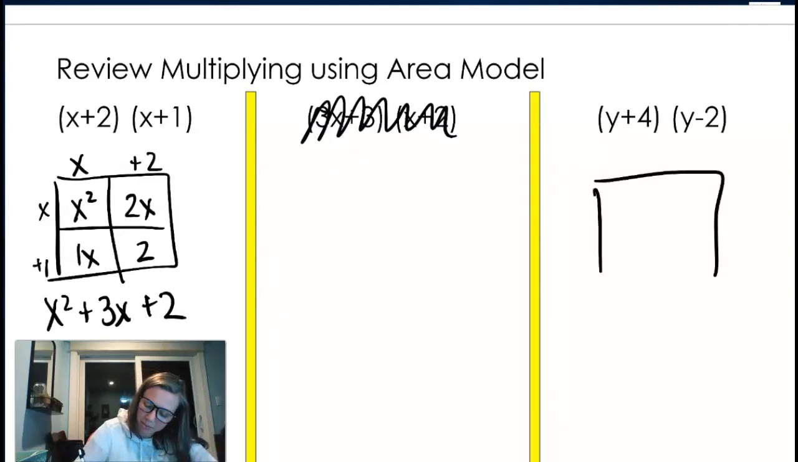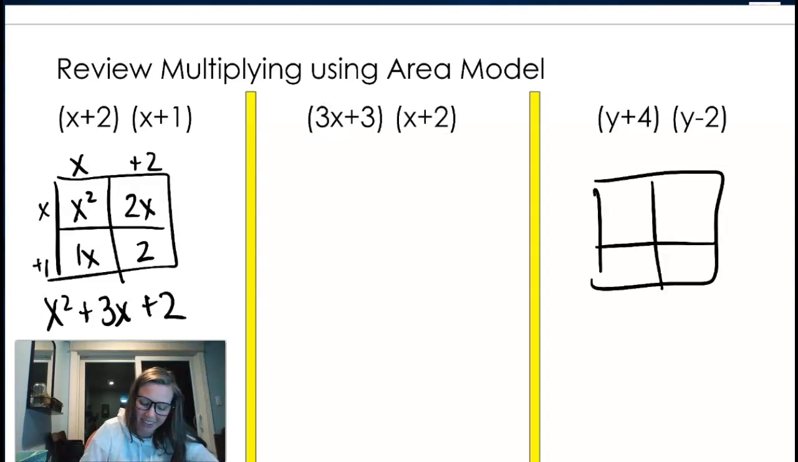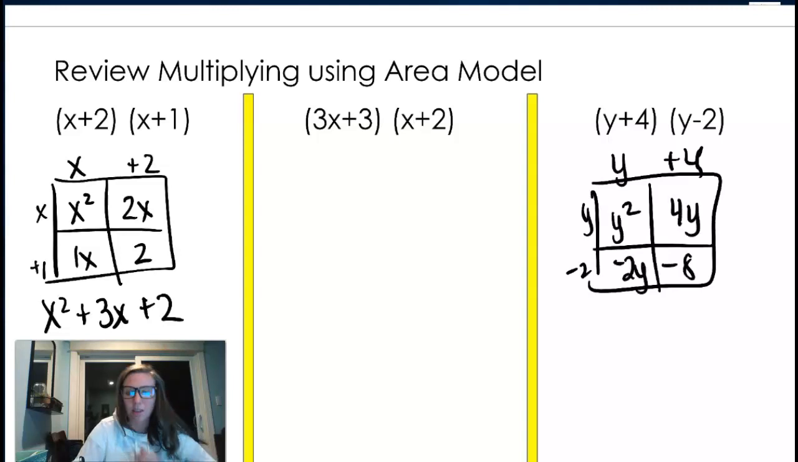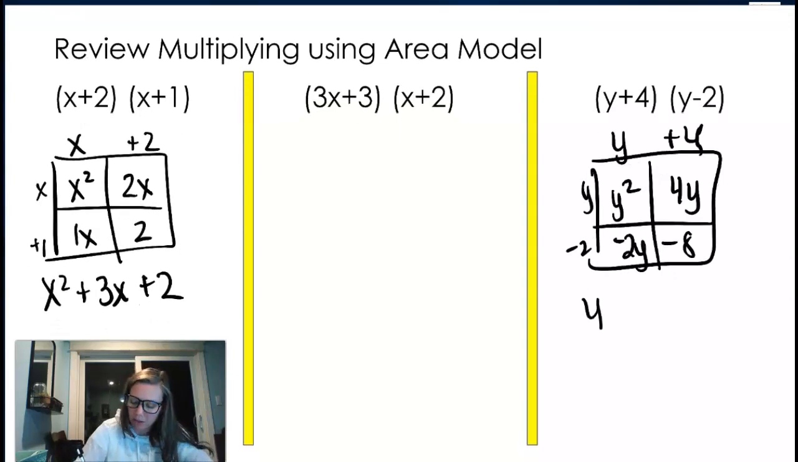All right, the same thing with this one. You know what, we're just going to go ahead and do this one too. This would be y plus 4, and it doesn't matter which one you put on the length and the width. Then 4y, minus 2y, and then negative 8. When we add all of them up, we get y squared, and remember when you're adding integers, that's plus 2y and then minus 8.